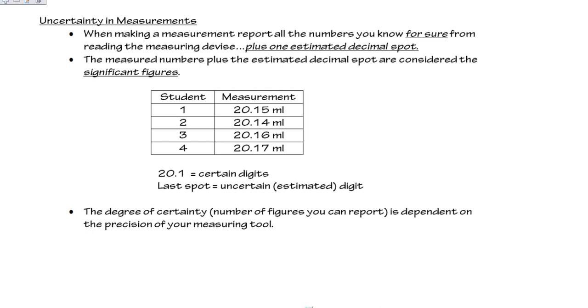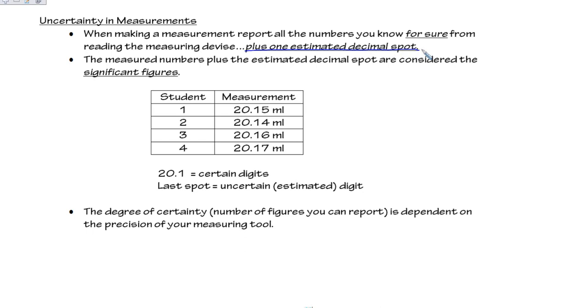When we make measurements in the lab, we need to look at the measuring tool or device that we're using. We make the measurement as precise as possible, depending on the markings of the graduated cylinder or ruler or whatever we might be using, plus one estimated decimal spot. And that's usually where people will go wrong. They'll forget to make that estimate, and that is part of the measurement. That's giving us as much detail as we can possibly provide.